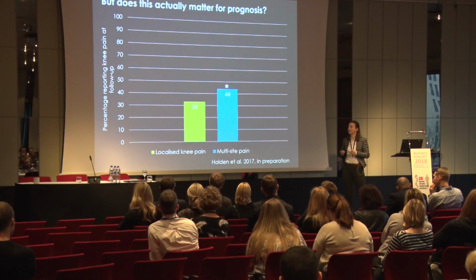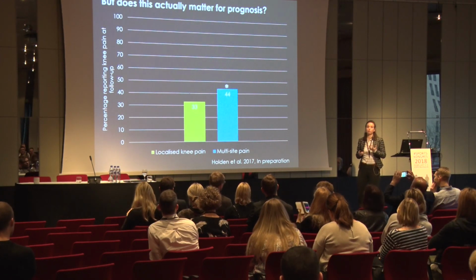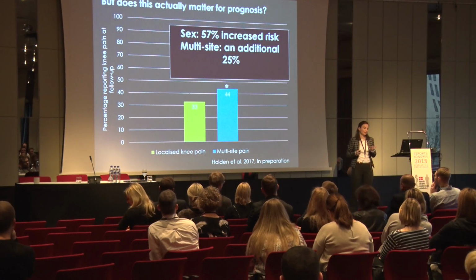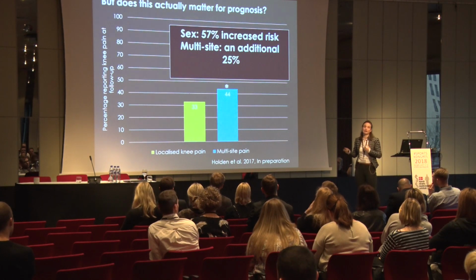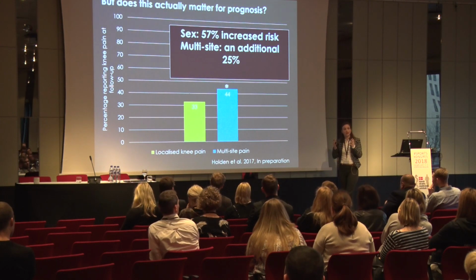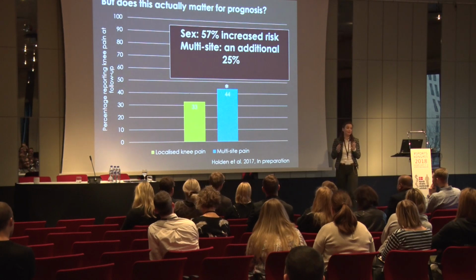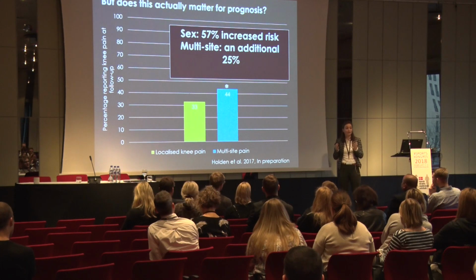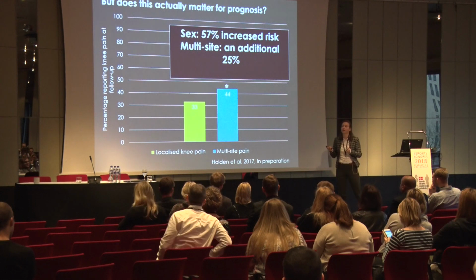So what we found was that if you were an adolescent female, you had an increased risk of poor prognosis. But if you had pain in more than one location besides the knee, this is going to increase your risk of a poor prognosis by an additional 25%. And this is in a condition that has a very, very poor prognosis to start out with. So what you can take from that is basically if you're a young adolescent female with pain in more than one location, as well as patellofemoral pain, you're pretty much guaranteed to have pain 5 years later.